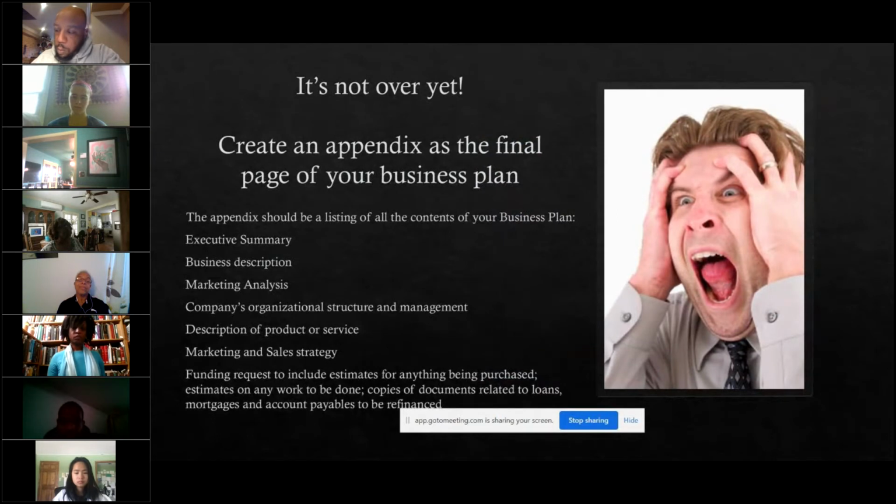I'm sorry, it's not over yet, because you also need to create an appendix as the final page of your business plan. And that should include, again, your executive summary, the business description, the market analysis, how you're structuring your company, describing your product, how you plan on marketing the product, and if you're requesting funding, that should also be part of your business plan, with any supporting documents to show that you're worthy.